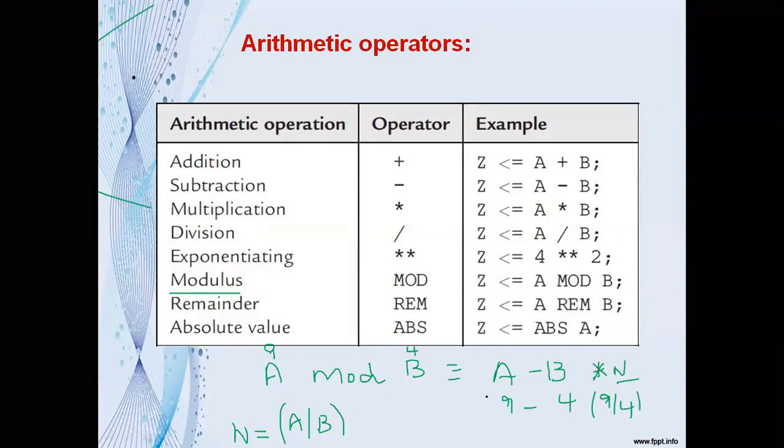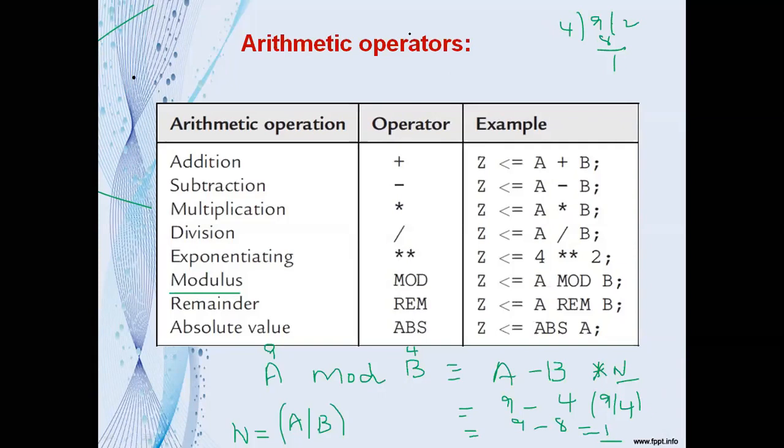So now you tell the value of this, 9 by 4. What is the quotient value that you will get here? 9 by 4, so 4, 9. The quotient is 2 and the remainder is 1. Here we have to consider only the quotient. Therefore, the value is 9 minus 8, which is 1. The modulus of A and B, having the values 9 and 4, is 1.